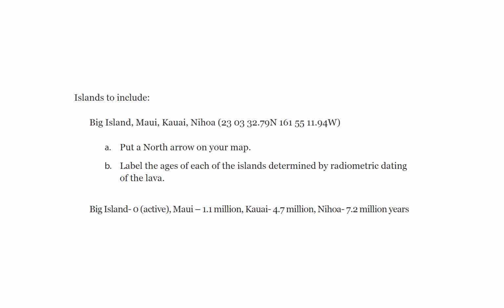We are going to examine 4 Hawaiian islands: the Big Island, Maui, Kauai, and Nihoa. The purpose of this portion of the lab is to understand how hotspots work, the direction that the plate is moving, and how to calculate how fast the plate is moving now, and the speed at which it has changed over time.